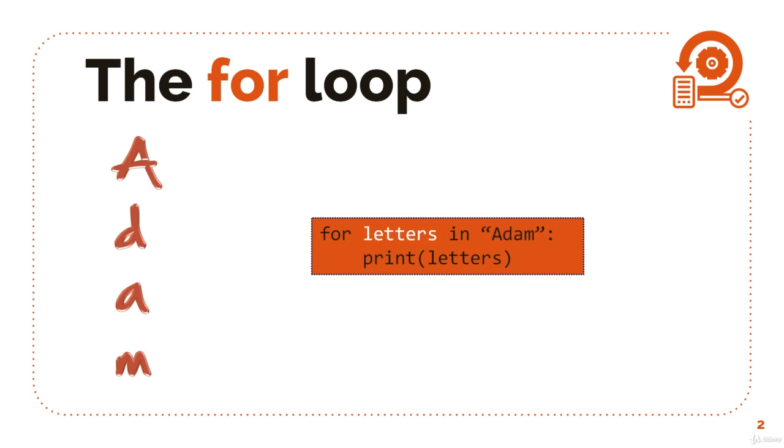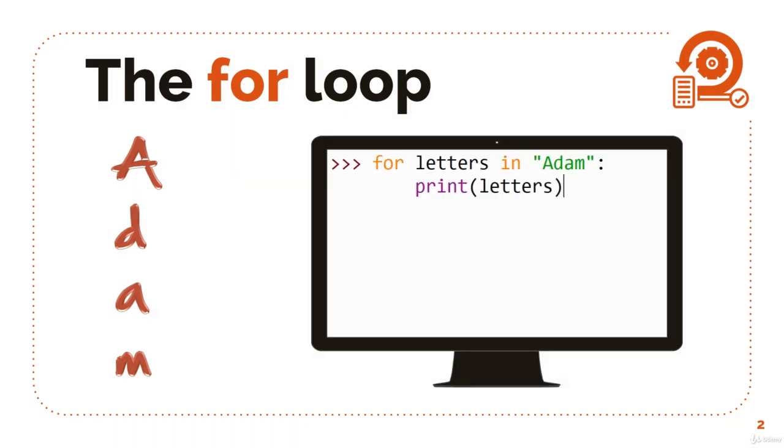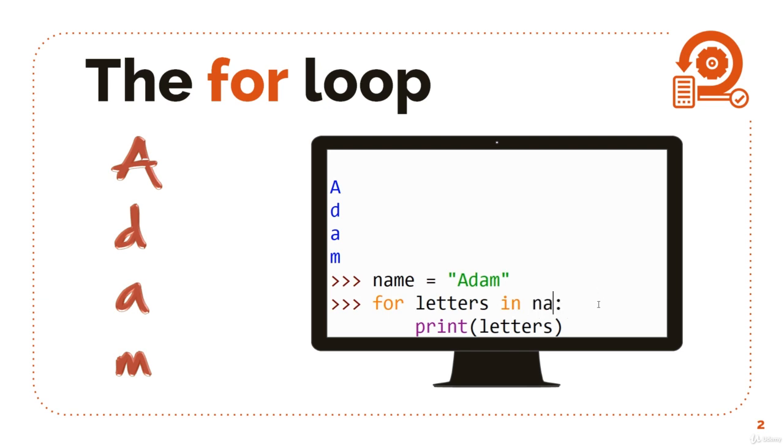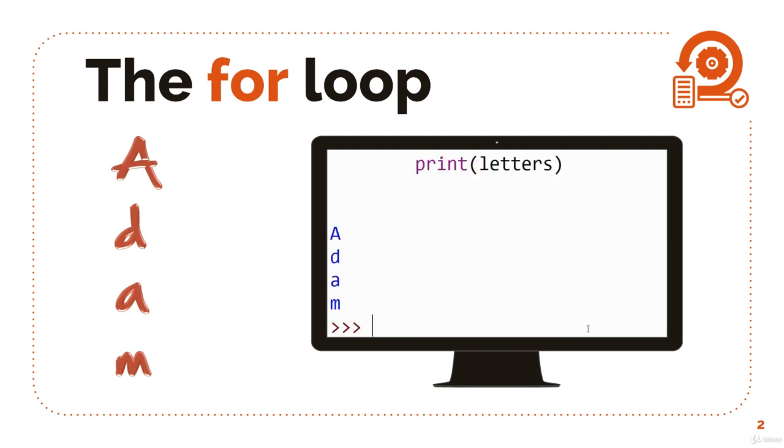The control variable gets its value from the sequence using the in keyword. Let's go ahead and run that in Python and you'll see what I mean when we look at the result. As you can see, it prints out all the letters in Adam. A thing to note is that we can replace Adam with a variable. Let's call it name and assign Adam to it. We get the same result. The controlled variable letters looped through the sequence till it reached the end.